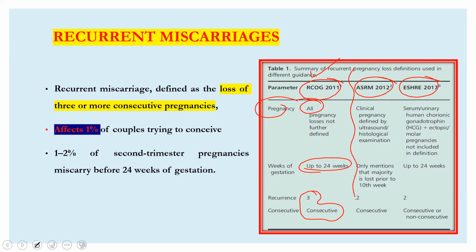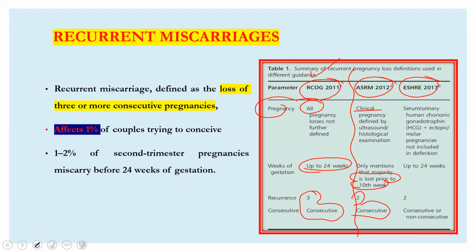Then comes ASRM. ASRM says that a clinical pregnancy is defined by ultrasound or histological examination, and they mention that the pregnancy is lost prior to 10 weeks. Interesting, isn't it? We have never heard of this, like prior to the 10th week only. And they are taking 2 consecutive miscarriages as well.